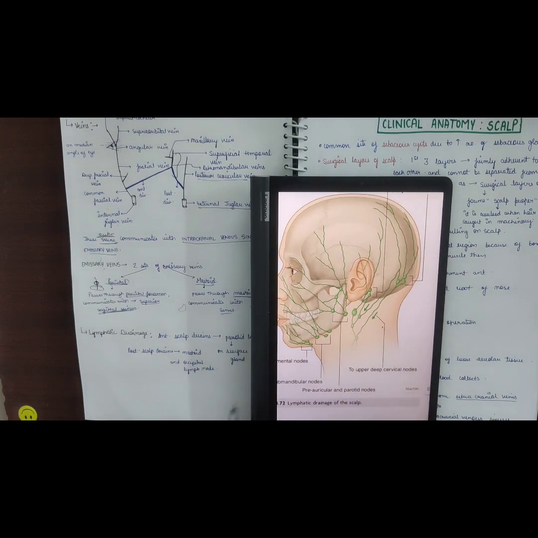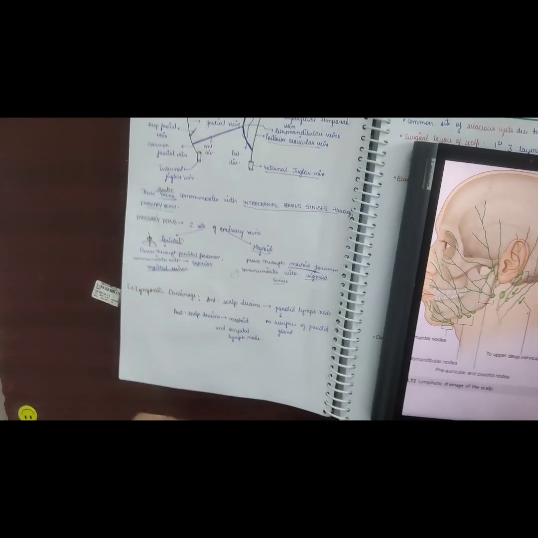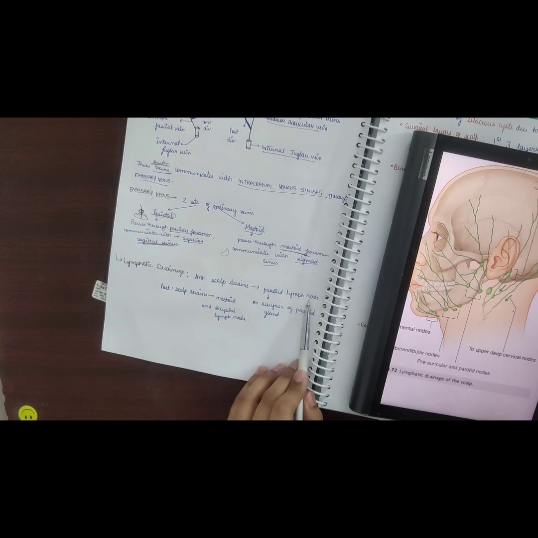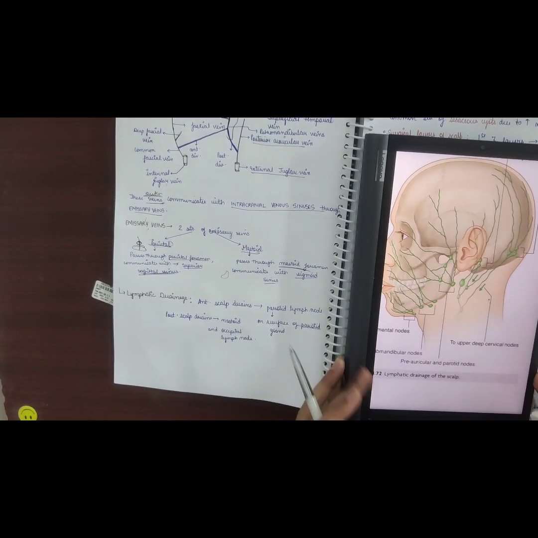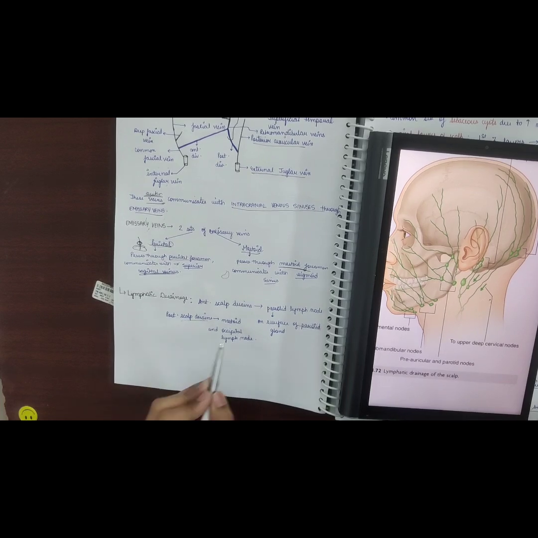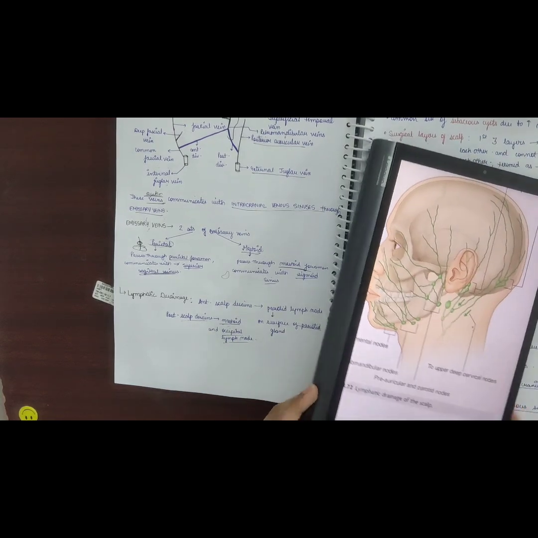And on the front side we have pre-auricular and parotid nodes. Okay, so here we have parotid nodes, right? So the anterior scalp drains into parotid lymph nodes on the surface of the parotid gland. So here the parotid gland is present, and the posterior scalp drains into mastoid and occipital lymph nodes, right? Mastoid and occipital. Just remember this.